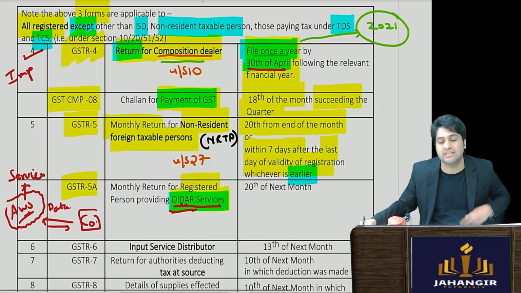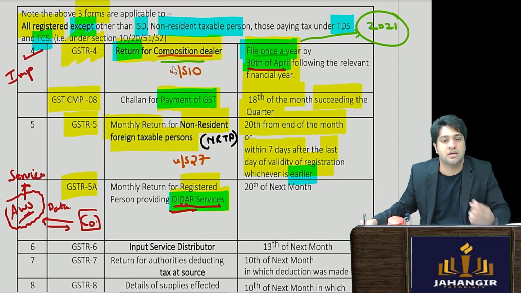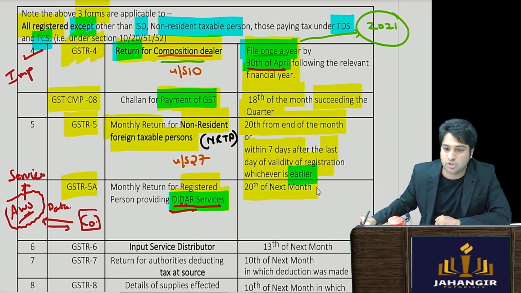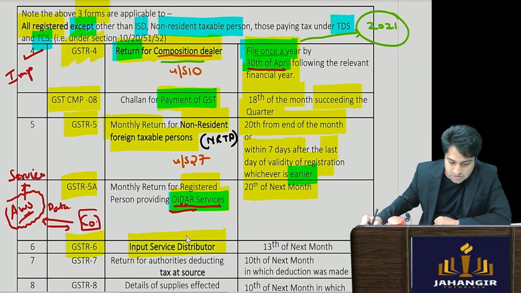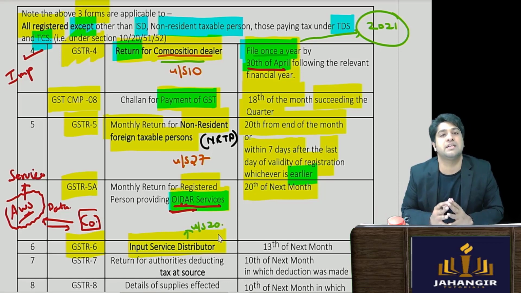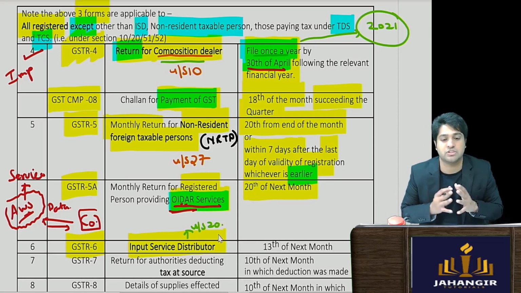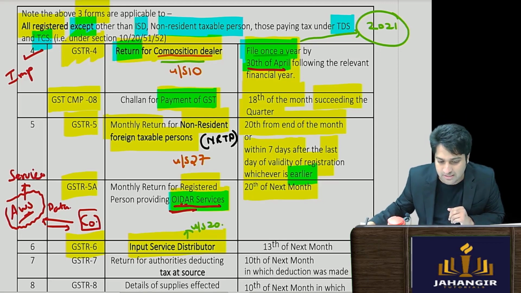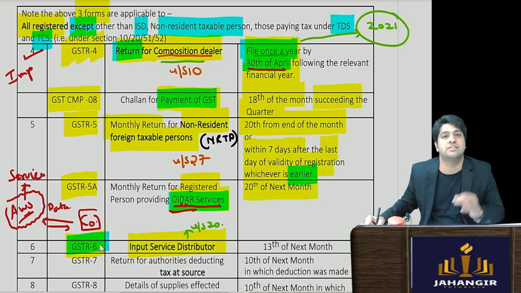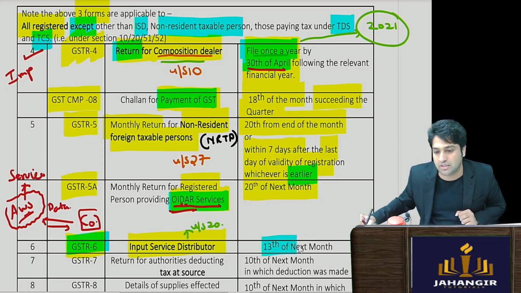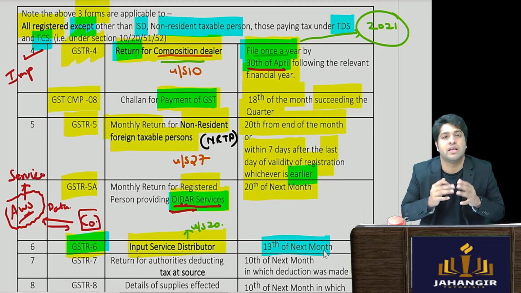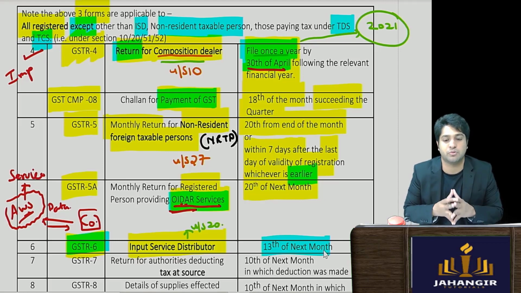So those who are providing these online OIDAR services have to file a monthly return by the 20th of the next month. Then your GSTR 6 is for the input service distributor. Input service distributor is given in section number 20. Now what is an input service distributor? Again, you can go into the concept to check it out. Here we're just talking about the returns. ISD, input service distributor, will file their returns in GSTR 6 by the 13th of the next month.